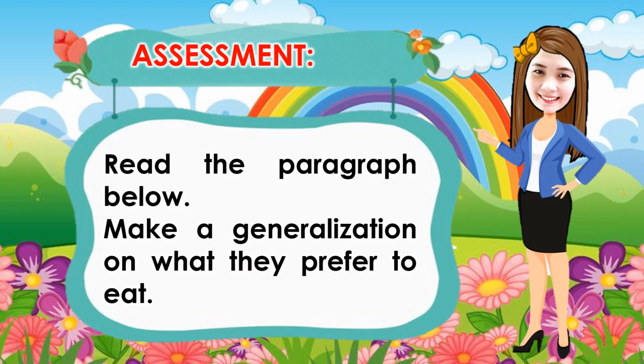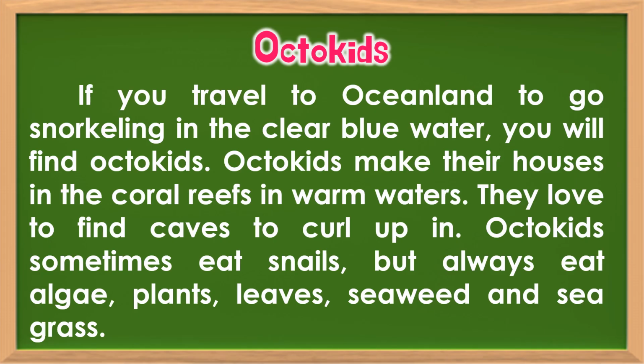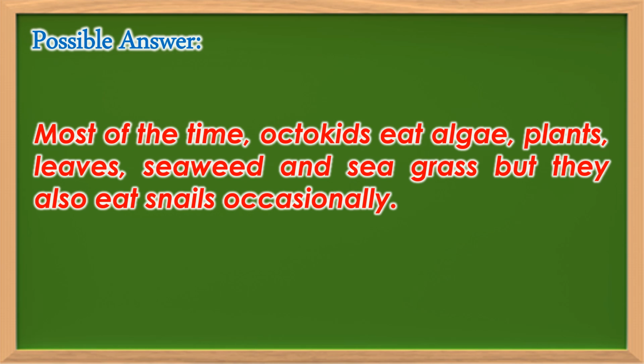Read the paragraph below and make a generalization on what they prefer to eat. Possible answer. Most of the time, octokids eat algae, plants, leaves, seaweed, and seagrass. But they also eat snails occasionally.